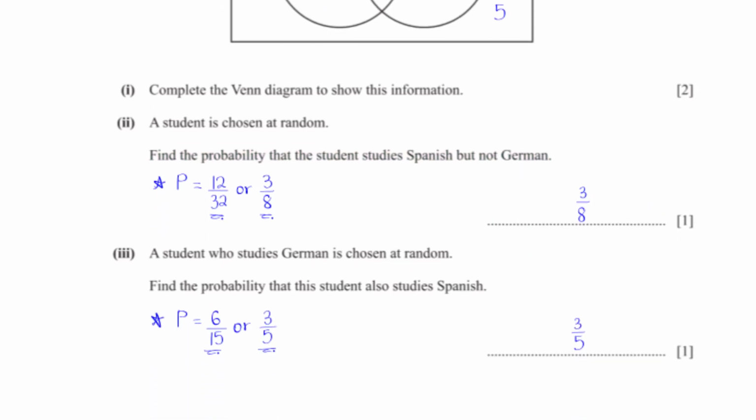A student who studies German is chosen at random. Find the probability that this student also studies Spanish. This probability is equal to the number of students who study German and Spanish, which is 6, divided by the total number of students who study German, and that is 15. 6 over 15 can further be simplified to give us 3 over 5.